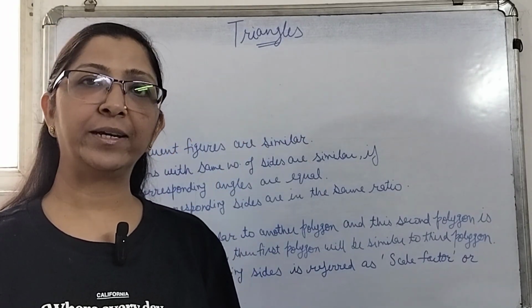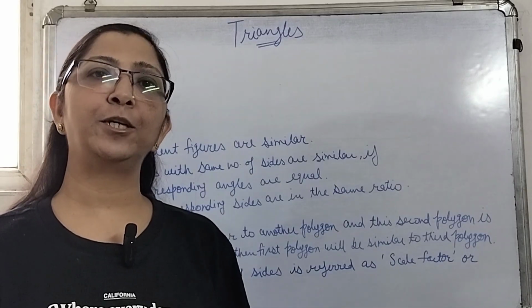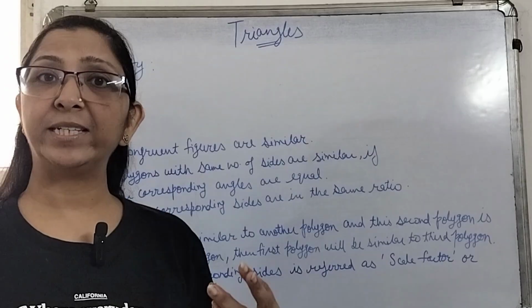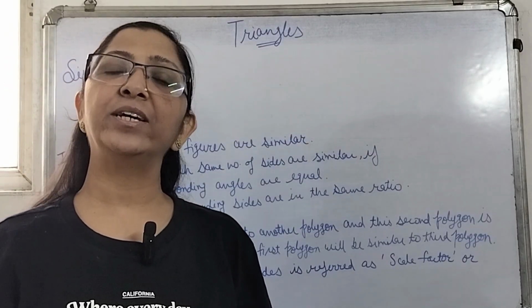We all know about triangles. The triangle is a three-sided polygon. We all have learned in our previous classes that the triangle has three sides, three vertices and three angles.